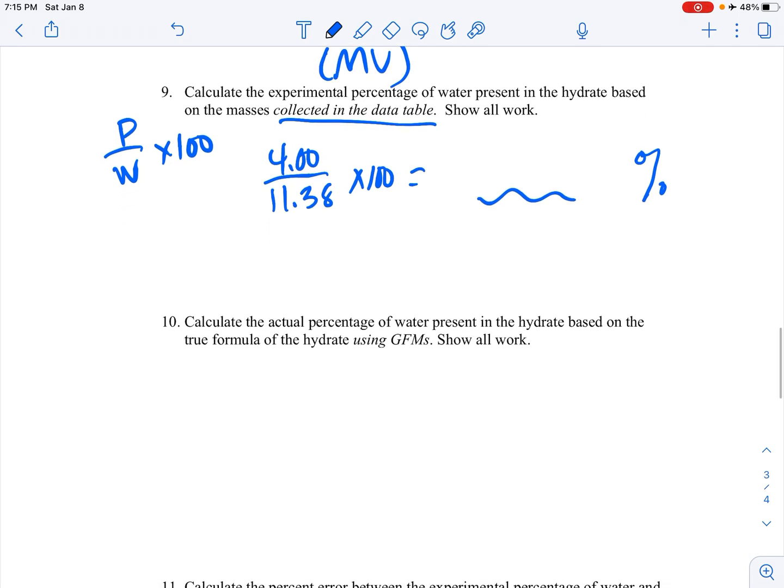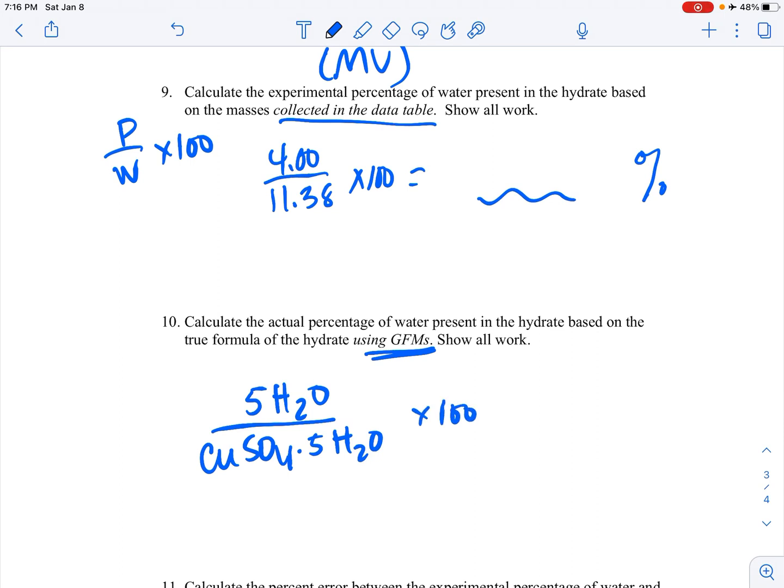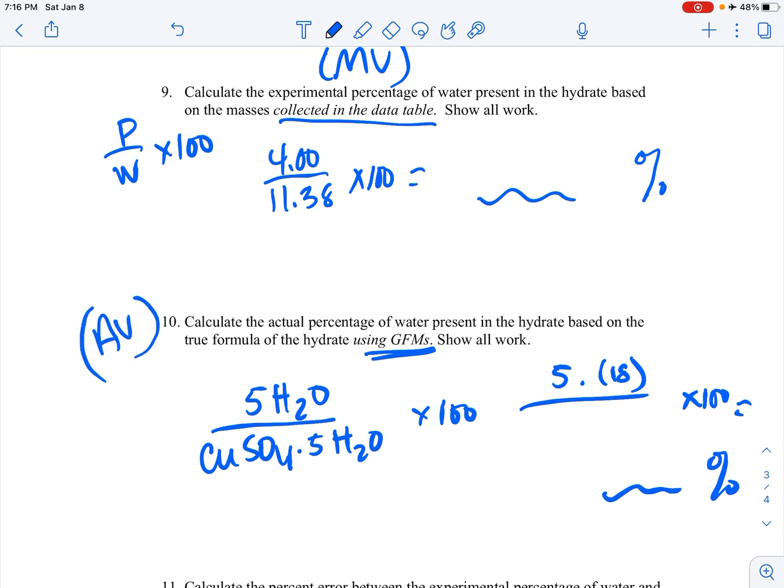An actual percent water would be using GFM. So that would be 5H2O over CuSO4·5H2O times 100. And again, you would be using GFM. So this is going to be 5 times 18, and this is going to be that whole thing, times 100, and you get blah, blah, blah percent. And so I'm not going to give you that answer. You can do that. So this is the true value of the percent water.